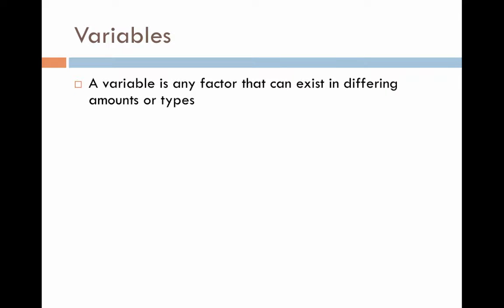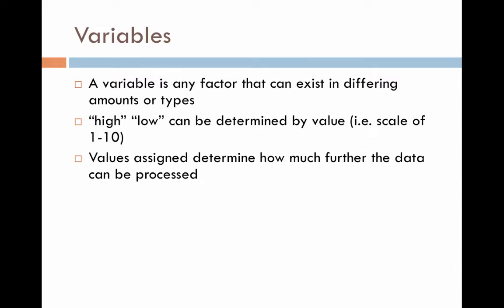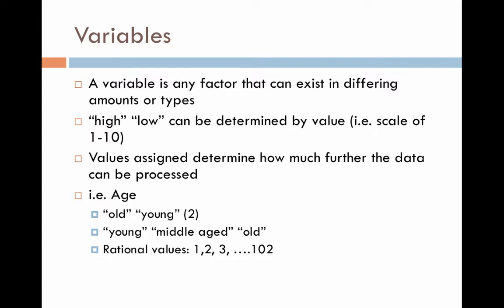And so a variable is any factor that can exist in differing amounts or types. High or low can be determined by value. And so one of the things we do in quantitative work is we assign numbers to less coherent or generally intangible things such as affection or like, dislike, right? We put a value on how much we like or dislike something in a Likert scale, right? And so the values assigned determine how much further the data can be processed.